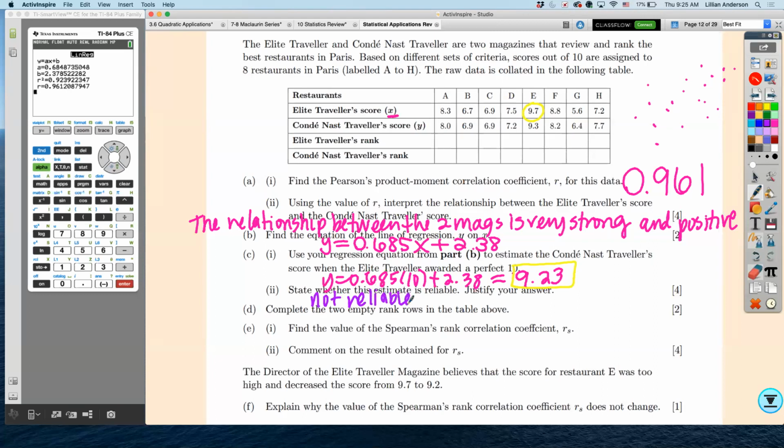It's not reliable because you can say extrapolation. That is the word that's used, and everybody in the IB world knows that that means my data value lies outside of my range, but you can also say that 10 is outside of the range of 5.6 to 9.7.